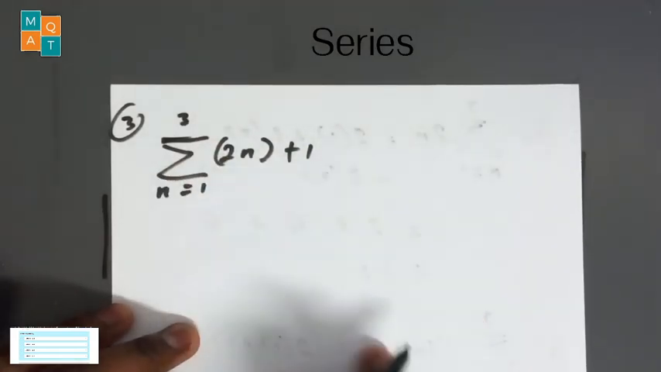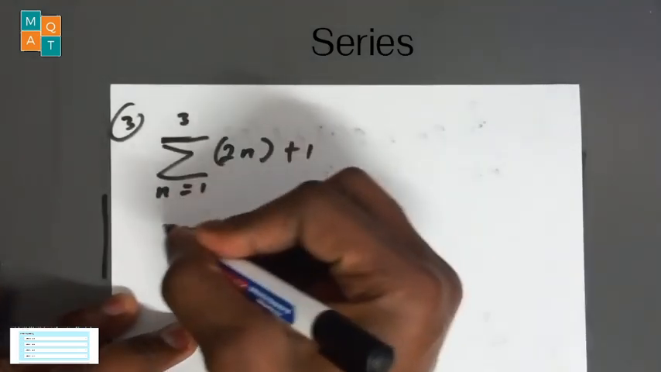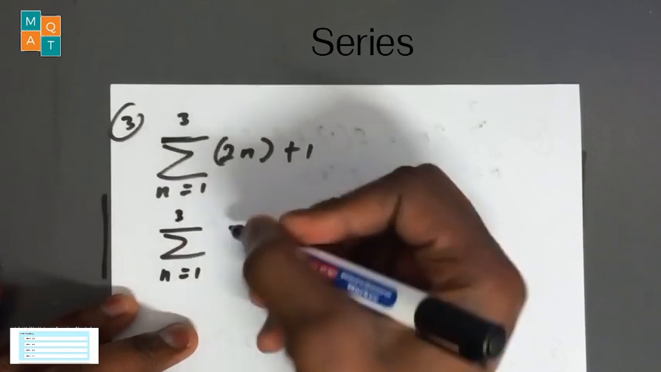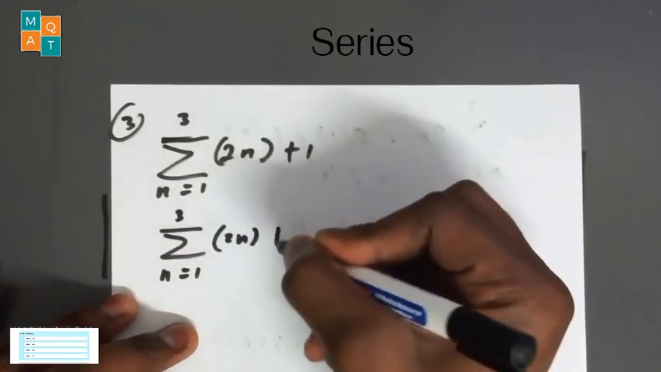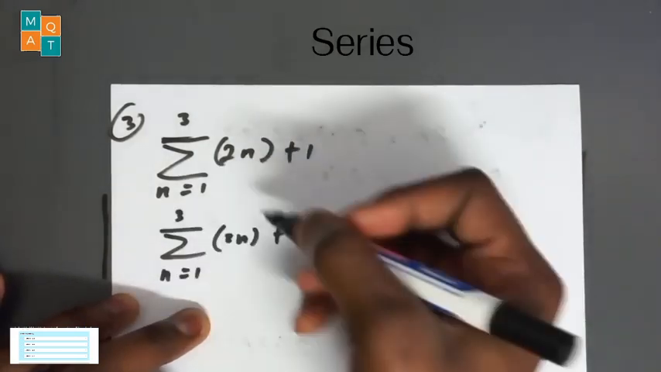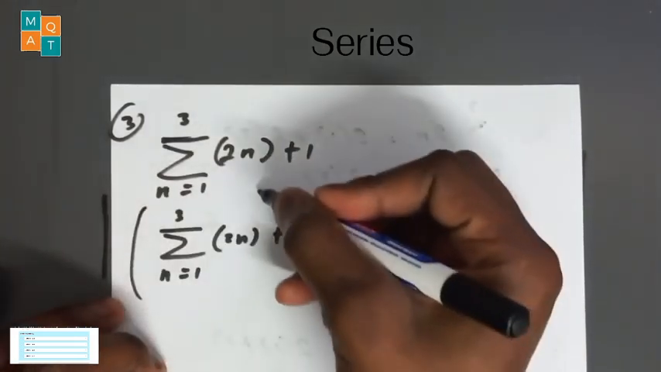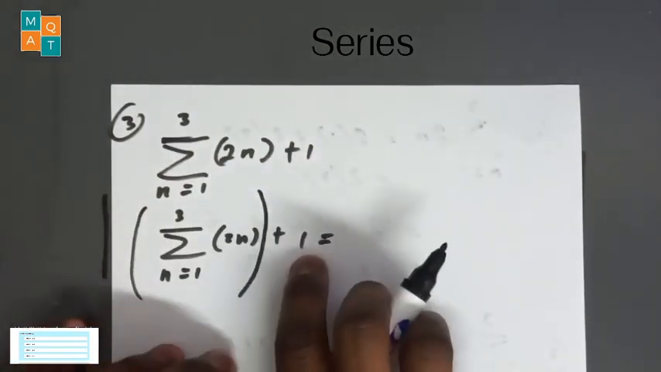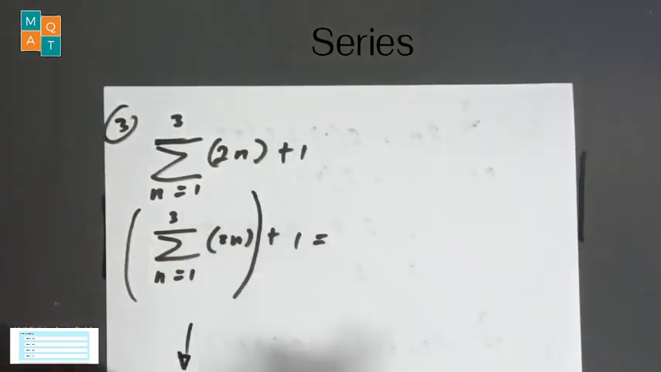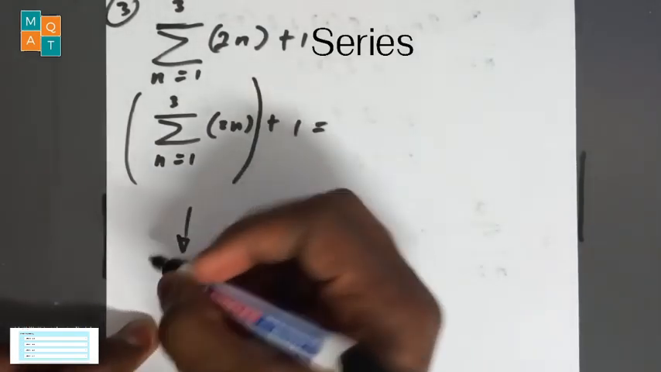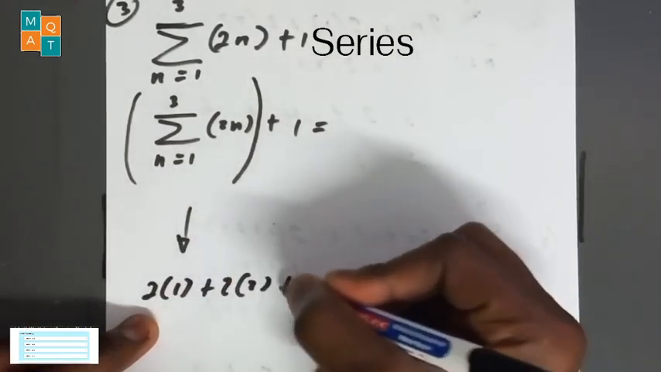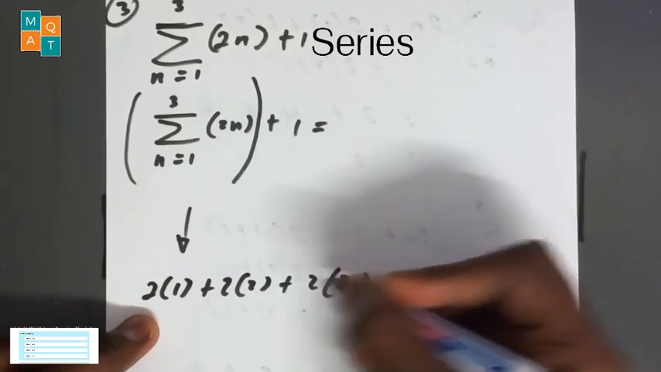Now from there, I'm going to say that the sum from n is equal to 1 up to 3 of 2n, plus 1. If expanded, it's equal to, for the sigma itself, I'm going to put a big bracket and separate this from the 1. So when I expand this, I find 2 times 1 plus 2 times 2 plus 2 times 3, and then finally, plus 1.